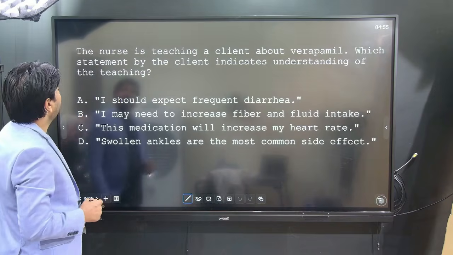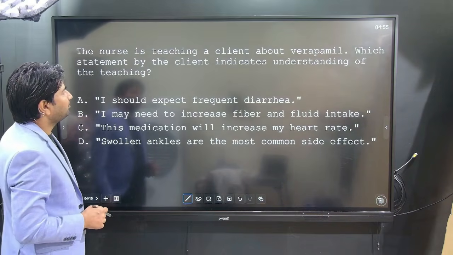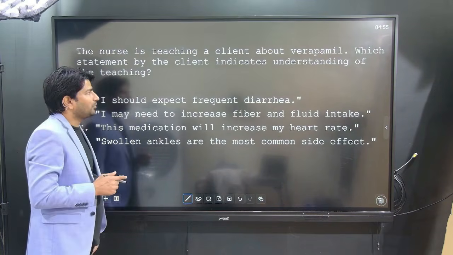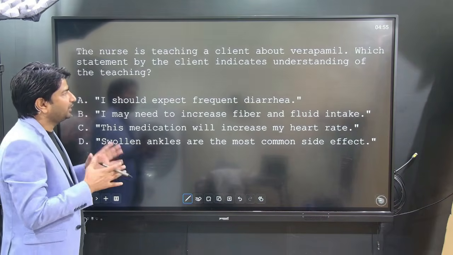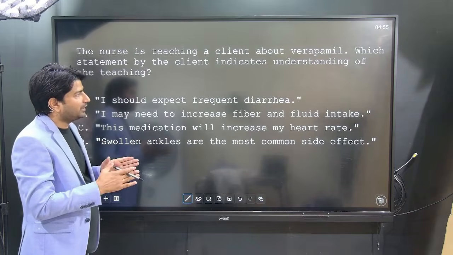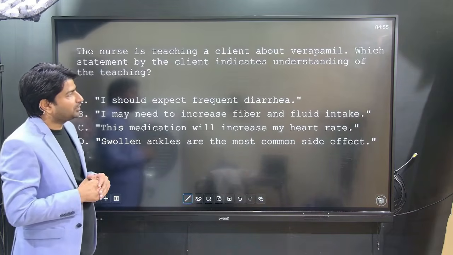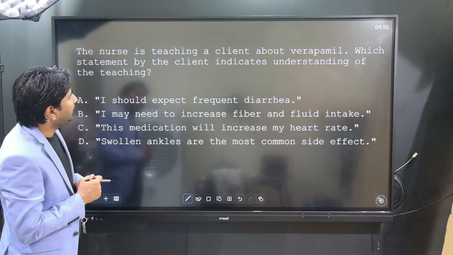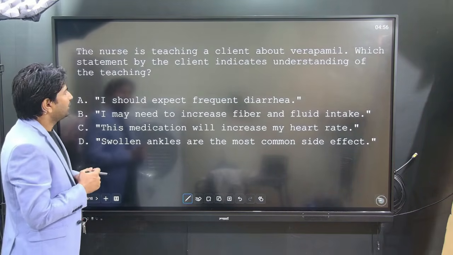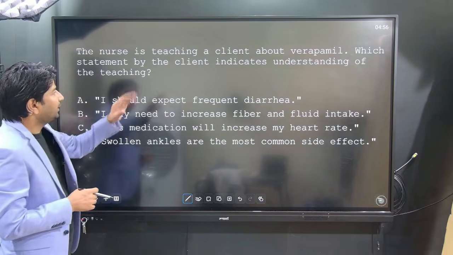A nurse is teaching a client about Verapamil. Again, Verapamil is a calcium channel blocker, and you know that Diltiazem and Verapamil specifically work on the heart only. So they will reduce the heart rate, reduce conduction, and reduce the force of contraction of the heart. Which statement by the client indicates understanding of the teaching? So we have to select the correct statement regarding Verapamil.